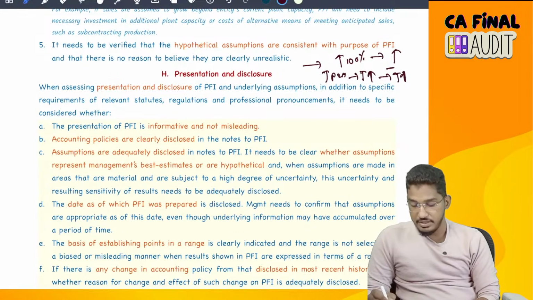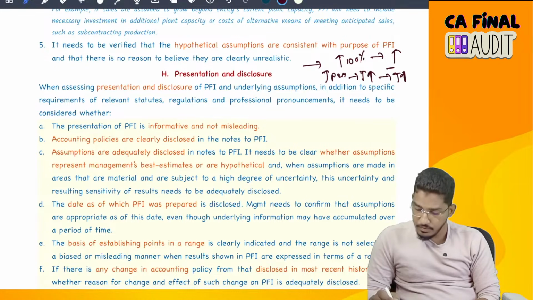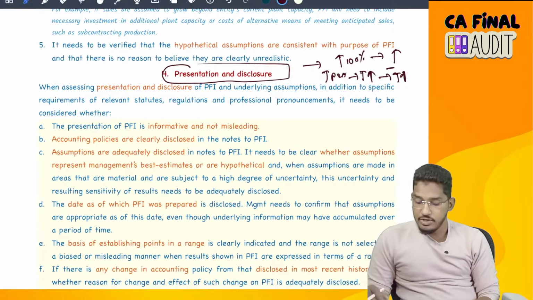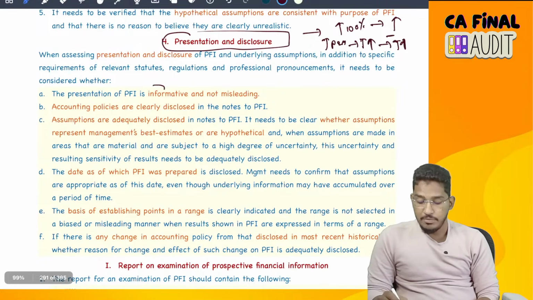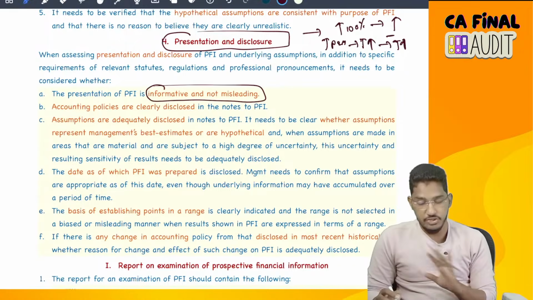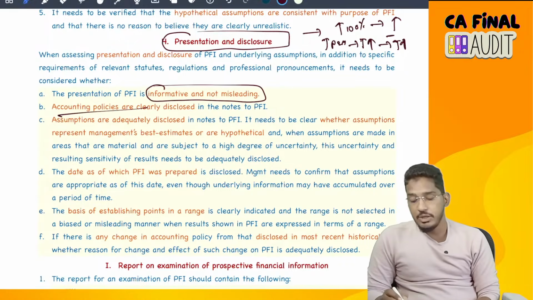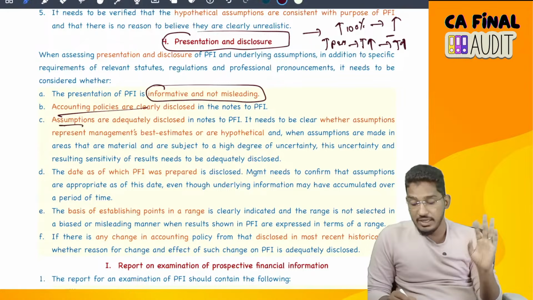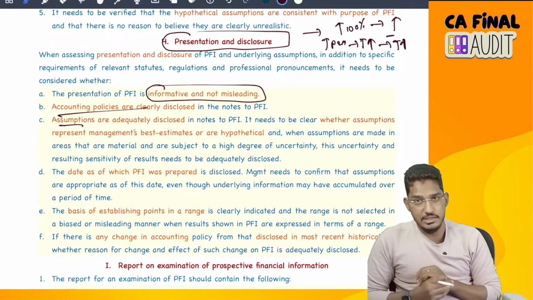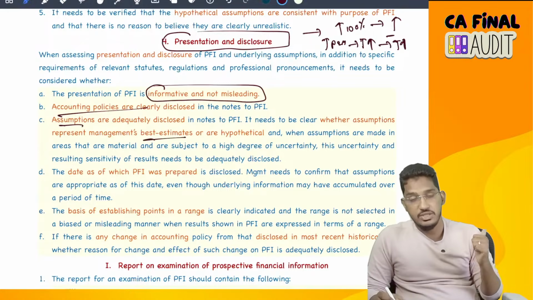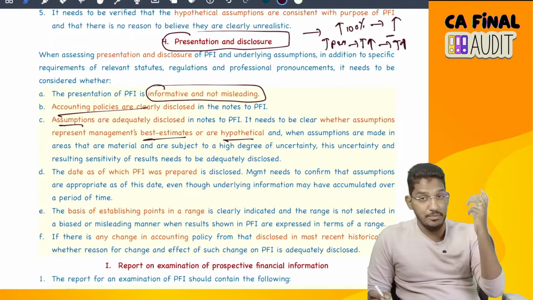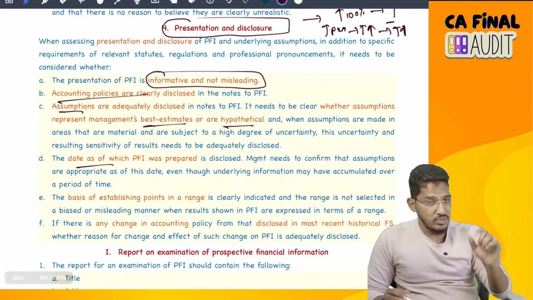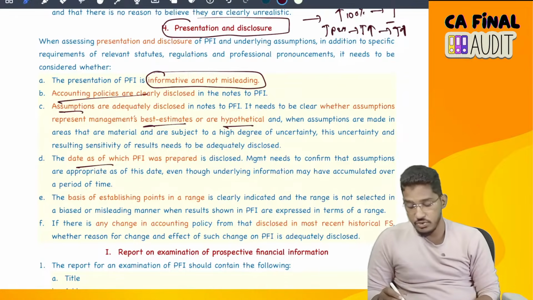Now finally, presentation and disclosure. You need to check whether that prospective financial information is presented properly or not. Specifically, you need to check that the prospective information is informative and not misleading, and that the accounting policies followed in it are clearly disclosed. What assumptions they have followed has to be clearly explained. Like I told, whether the assumptions are best estimates or hypothetical has to be clearly mentioned. And on which date this prospective financial information was prepared, management has to give that disclosure.